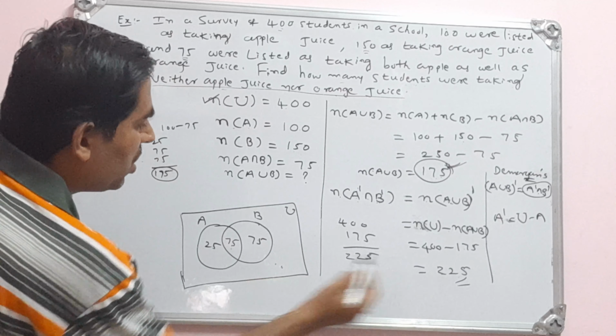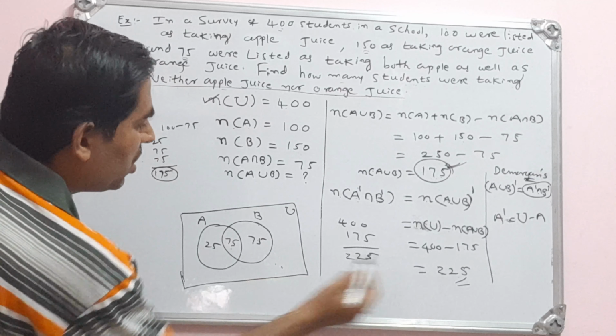See how much that is. That is 225. So 225 students don't like to drink apple juice or orange juice. This is the complement of A union B, and this is 225. This is the Venn diagram for this problem.